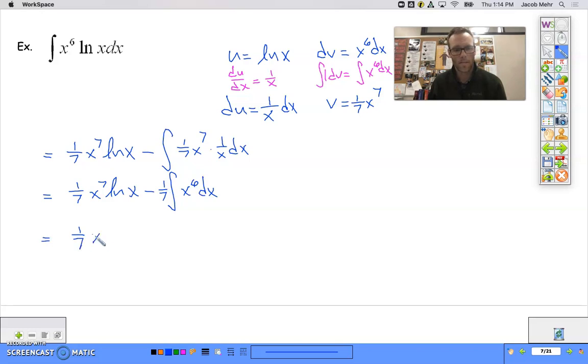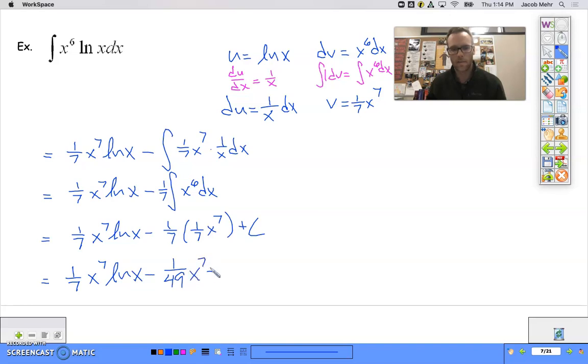So we have 1/7 x to the 7th natural log of x minus 1/7. What's the antiderivative of x to the 6th? We've already done that one. 1/7 x to the 7th. Need my plus c on there. So we end up with 1/7 x to the 7th natural log of x minus 1/49 x to the 7th plus c.